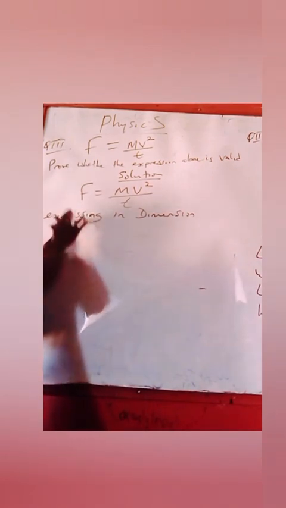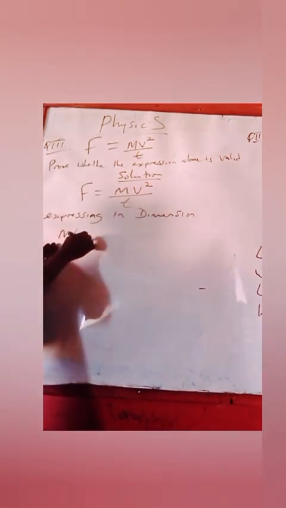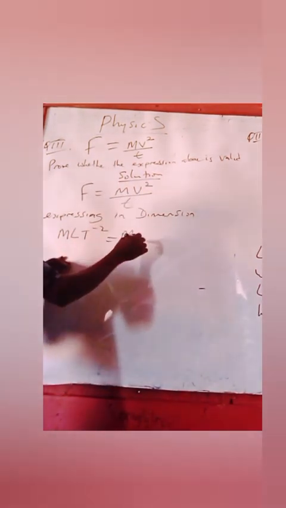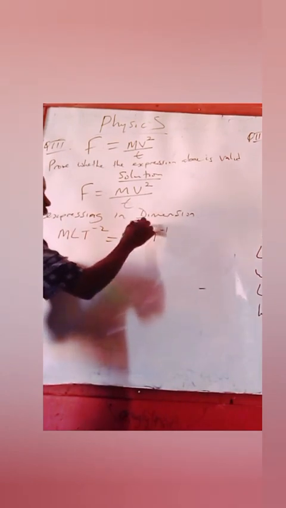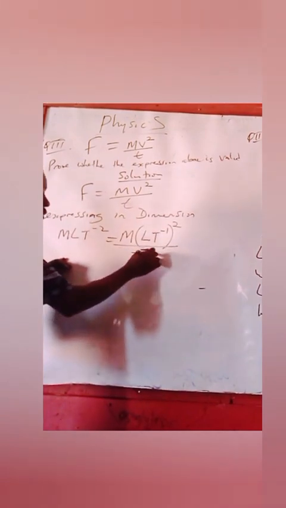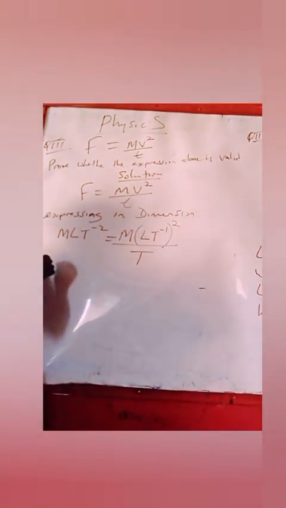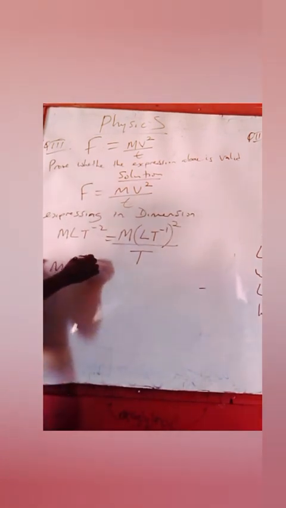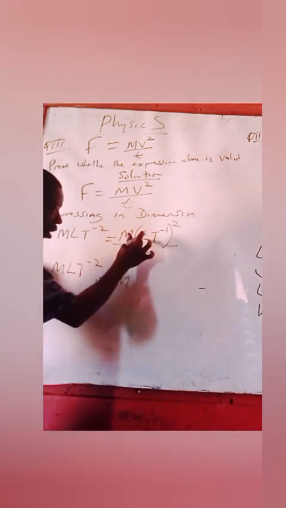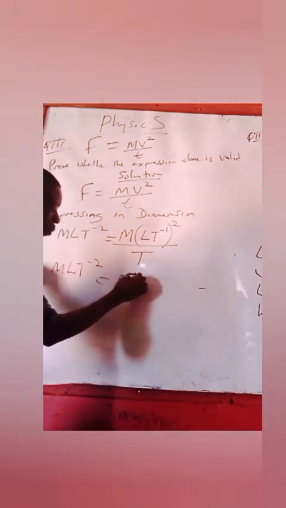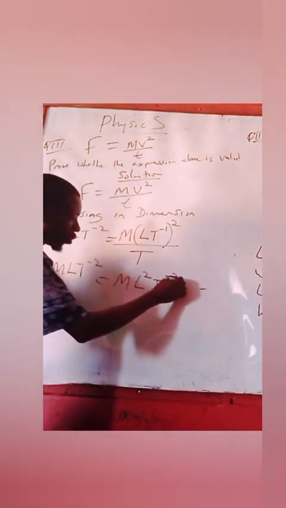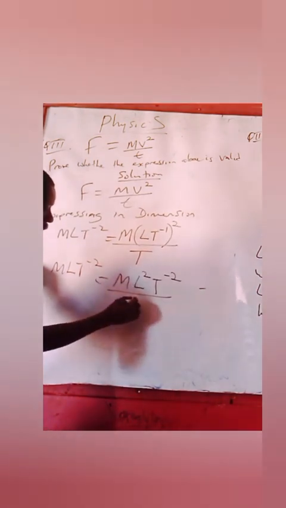we're going to have that force is MLT^-2, which will be equal to mass, which is M, velocity, which is LT^-1. Remember, all is now squared, divided by T again. So this will give me MLT^-2 equal to M. This will give me L squared, and T^-1 times 2 gives me T^-2, all divided by T.